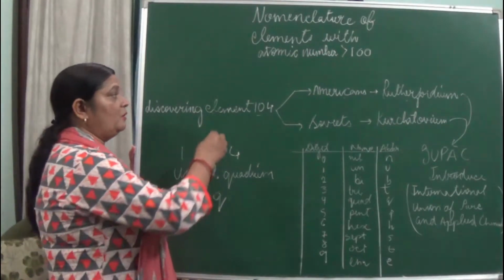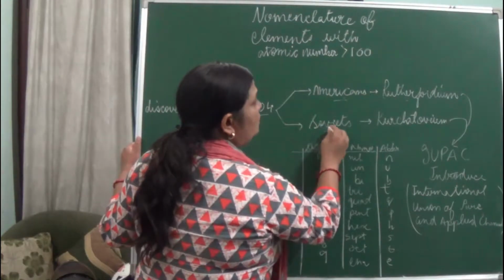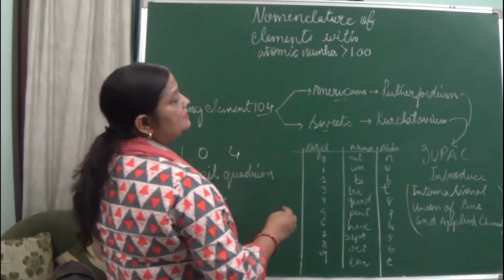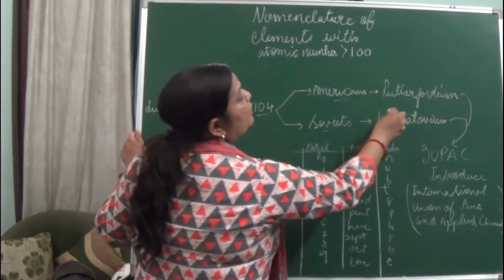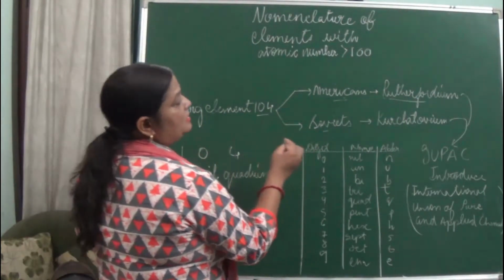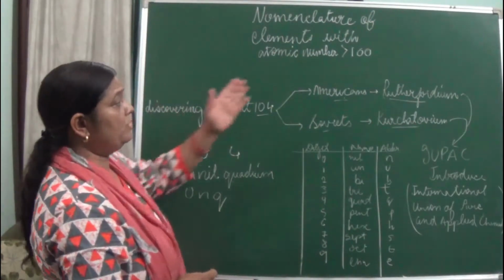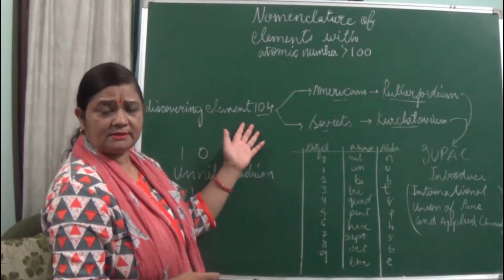The discovery of element 104 was claimed by both the Americans and the Soviets. The Americans named this element Rutherfordium, and the Soviets named it Kurchatovium. So now there was a problem, because there are two names for the same element, isn't it?